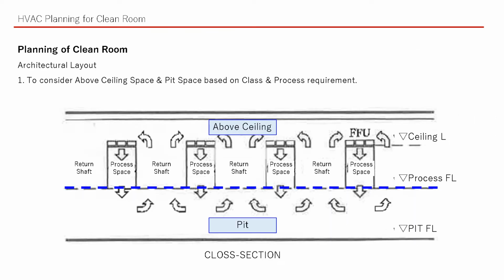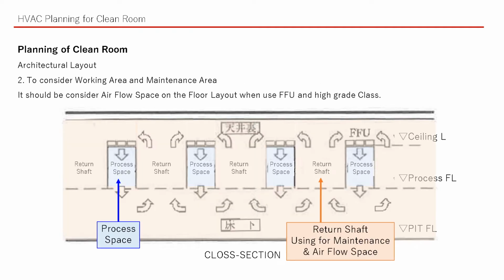If we make a section of the clean room like that, we consider the ceiling space, process and return shaft, then pit space. We put color. Blue color area is clean. Other area is non-control.